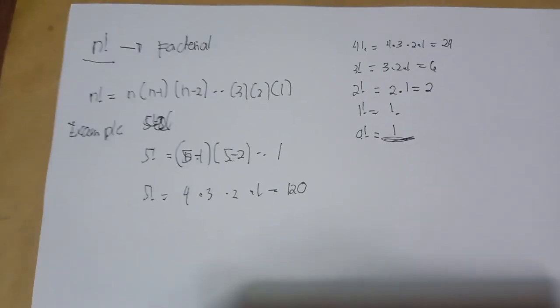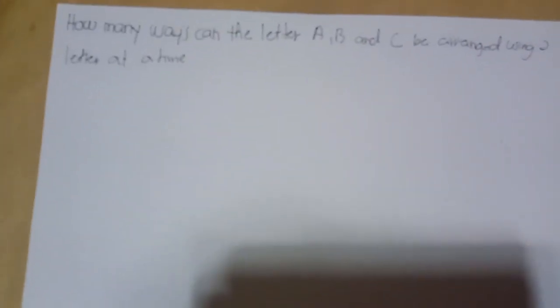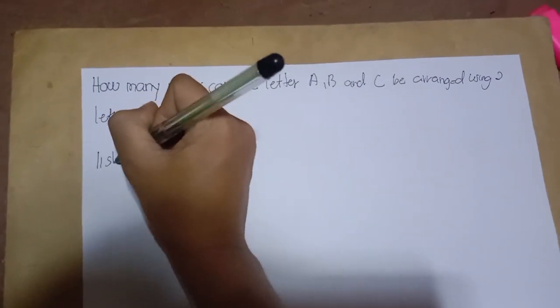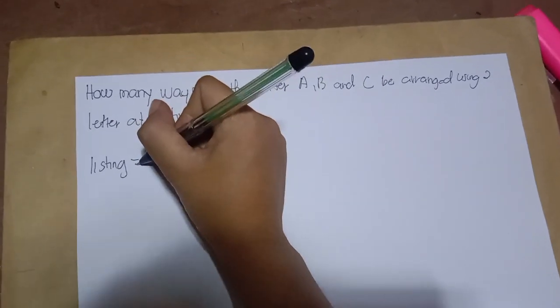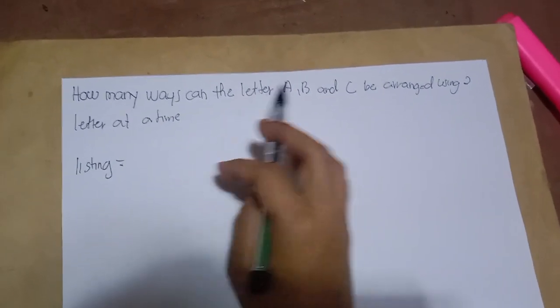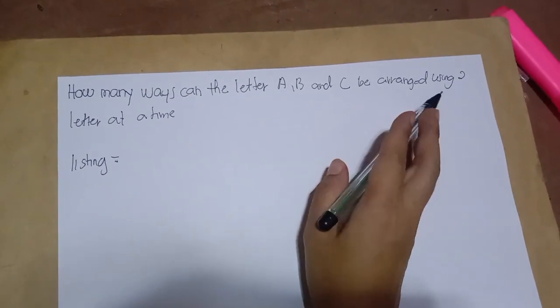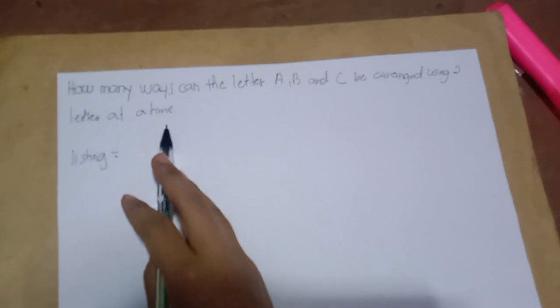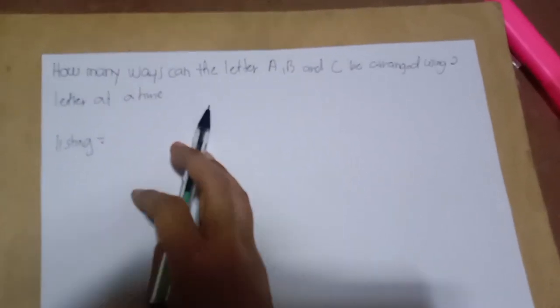Now, we have a problem to solve. Here is the example. How many ways can the letters A, B, and C be arranged using 2 letters at a time? What method do we use in it? The method is the listing method. So how many ways can the letters A, B, and C be arranged using two letters at a time? We must not repeat the letters.